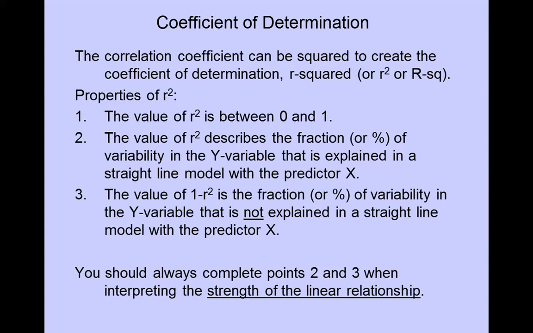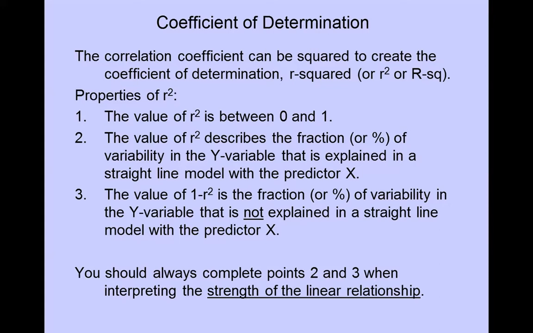Now if you think about R, the correlation, it was between -1 and +1. So when you square it, it is always between 0 and 1 if you keep it as a decimal. You can report it as that decimal or fractional number, or you can report it as a percent. But it represents what part of the variability in your Y variable is explained in a straight line model when you use X as the predictor variable.